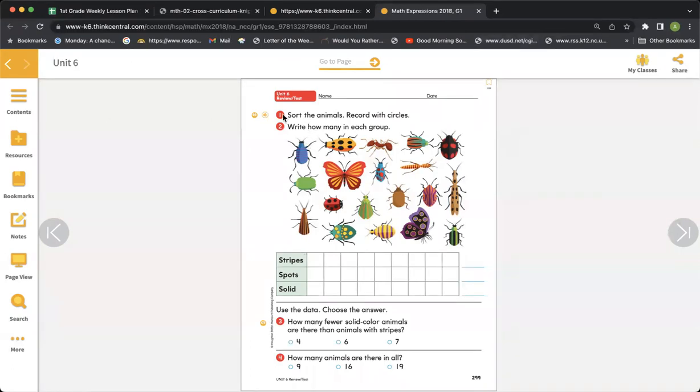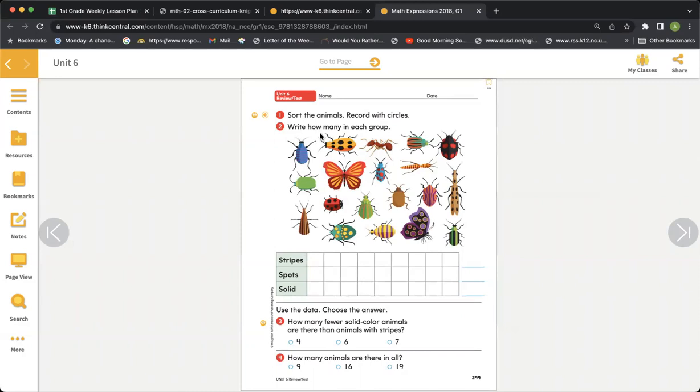All right, we're going to start with this first set of data. What you're going to do is sort the animals and record them with circles. So this says stripes. It has that consonant cluster, STR, stripes.